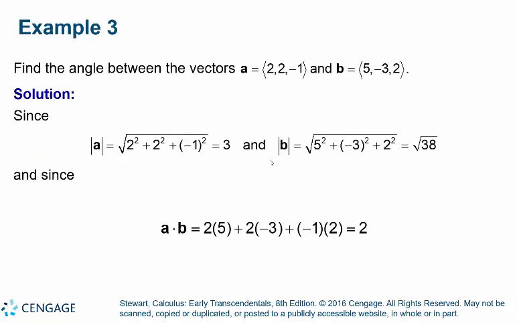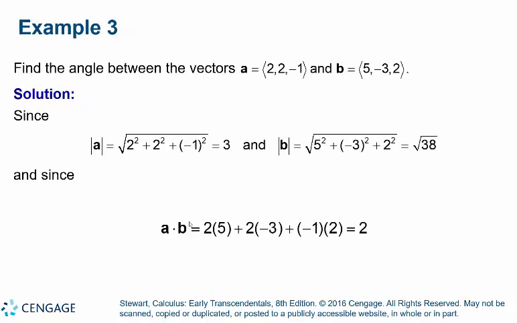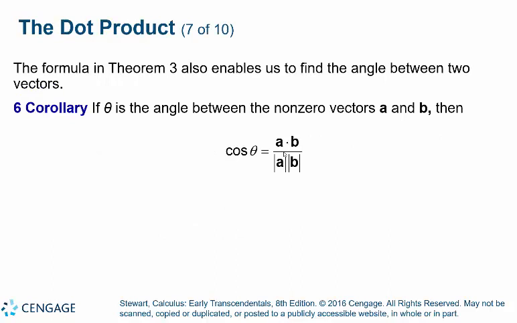All right, so let's find the angle between the vectors A, which is given by 2, 2, and -1 as its components, and vector B, given by 5, -3, 2. Okay, so this is a three-dimensional vector. So the first thing we have to do is figure out the magnitude or length of each of these vectors. So the magnitude of A, using the formula from the previous section, ends up being 3. Magnitude of B ends up being the square root of 38. So we've got these two parts here, okay? So we've got the denominator right here.